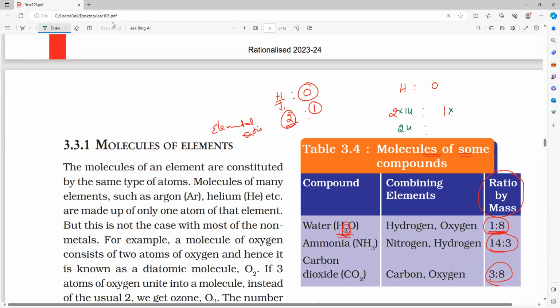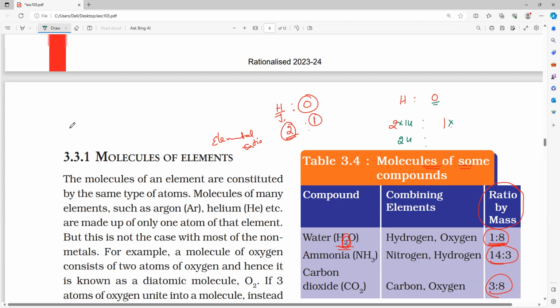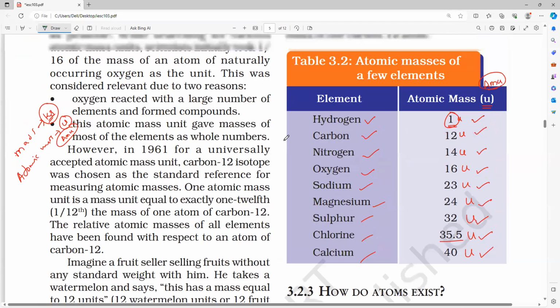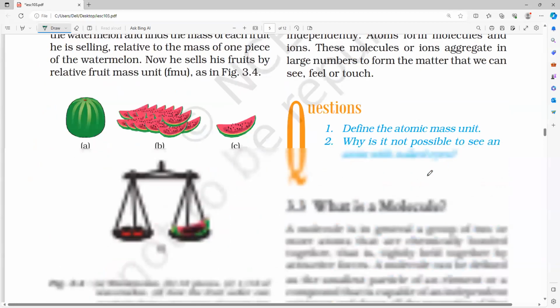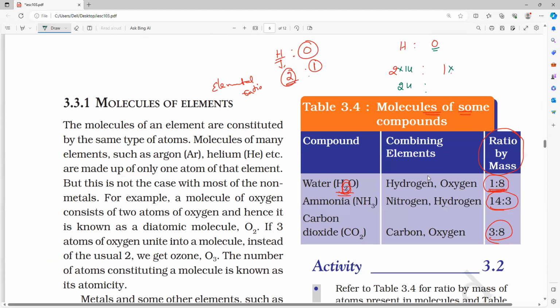Now, how many oxygen atoms are there? 1. What is the atomic mass of oxygen? 16. Not 8U, where is the 8U? 16U. Do you understand? Yes, 1 into 16U, which equals 16U. This is the mass ratio.